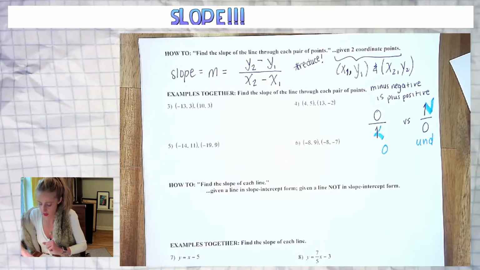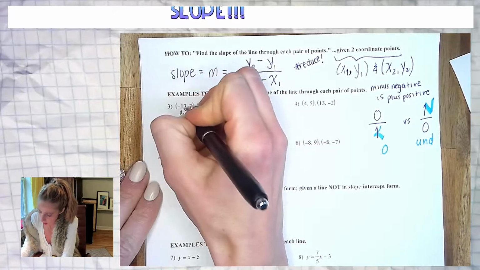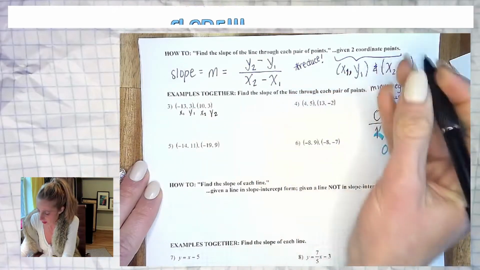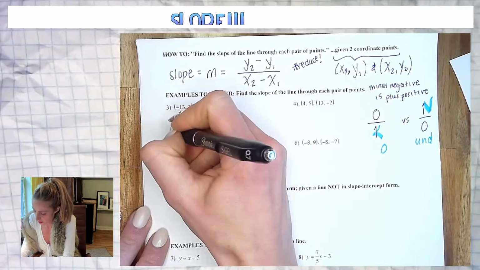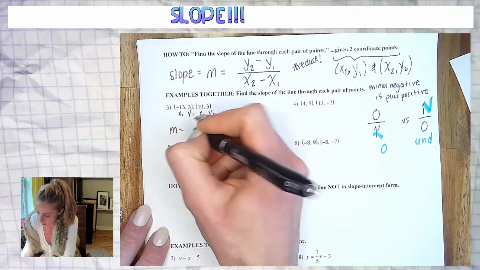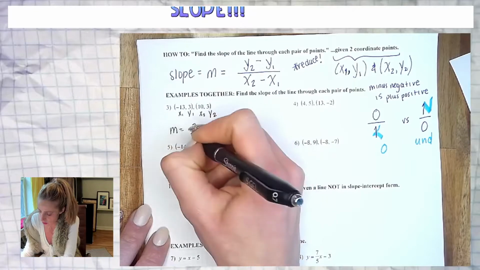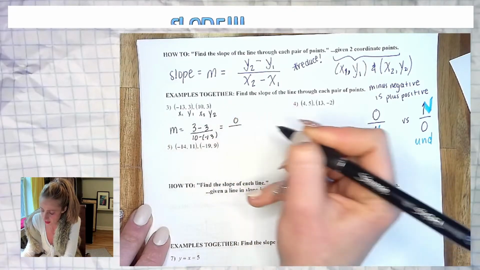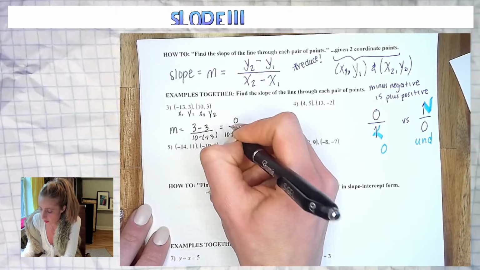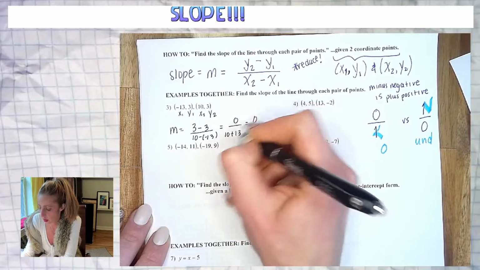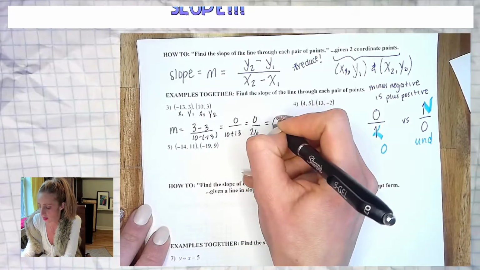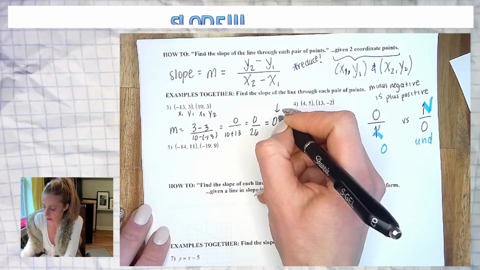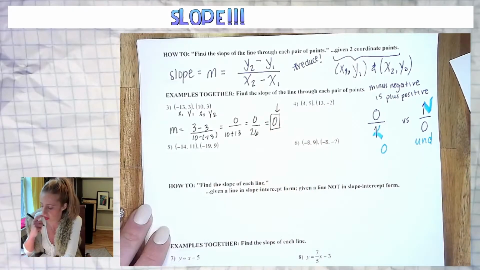I'm going to do these very, very quickly. Ready? X1, Y1, X2, Y2. I'm going to fill them in. M equals y goes up high: 3 minus 3 over 10 minus negative 13. 3 minus 3 is 0. This becomes 10 plus 13. This is 0 over a number, 26, which is 0. So what's the slope? 0. There's your answer. I don't like to circle a 0. It looks like a Cheerio.